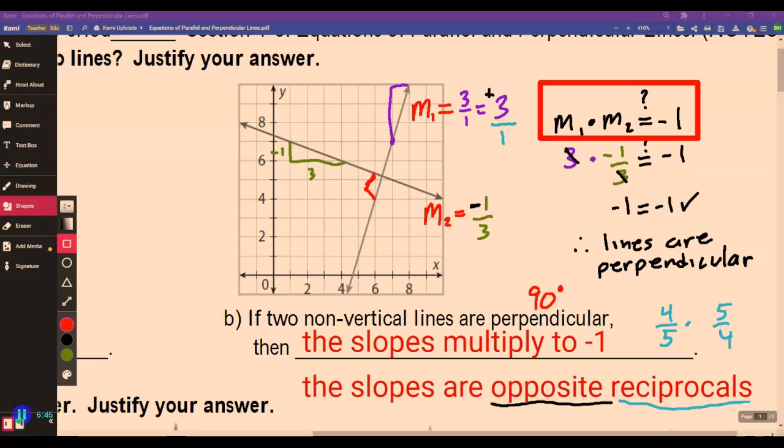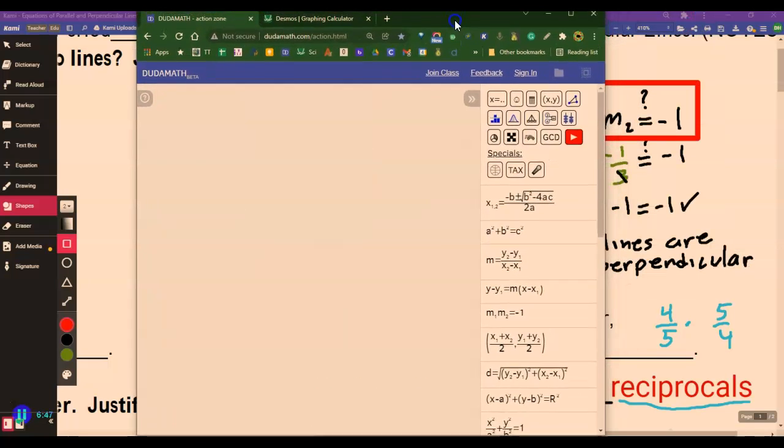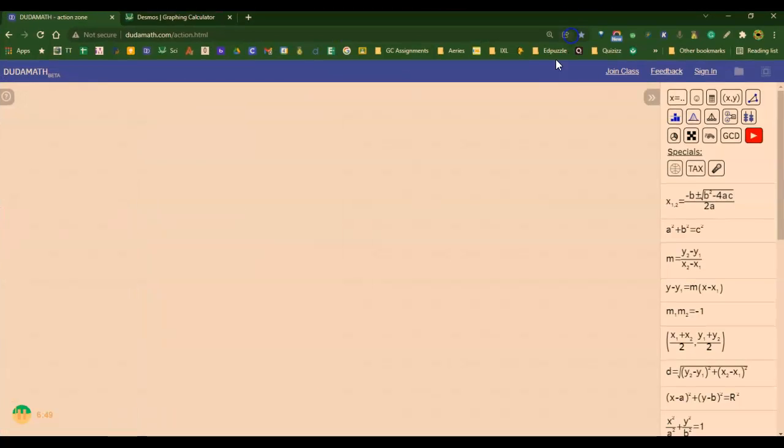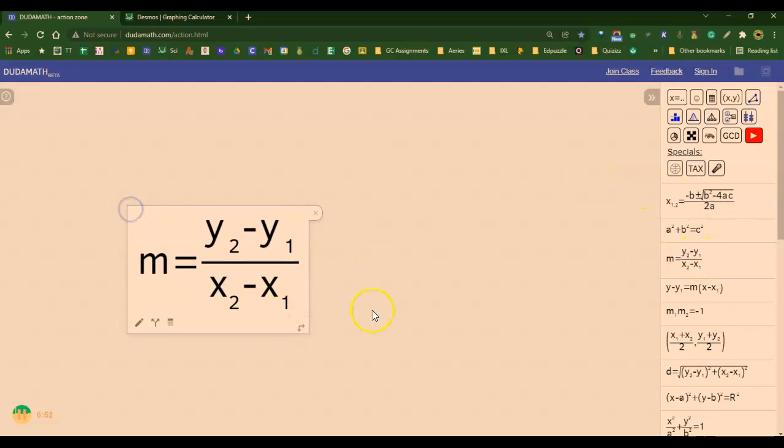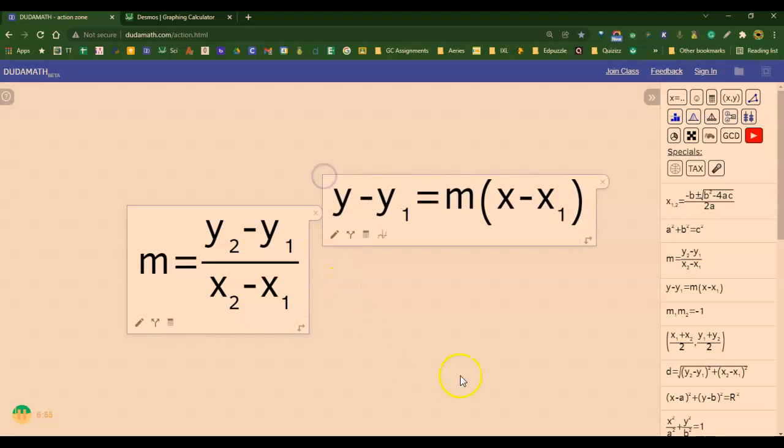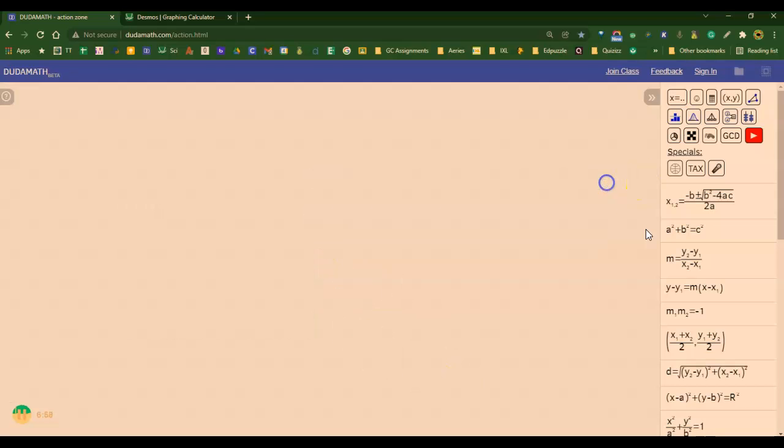Find it. There it is. So if I go back to DudaMath, one of our favorite tools here, you might notice it right here. We have our slope formula that we practiced yesterday, the point slope that's on the back of your homework from last night. Right, those are there. And then right below that is, guess what? The test for the perpendicular. So if you see that M1 times M2, that's testing to see if it's perpendicular.